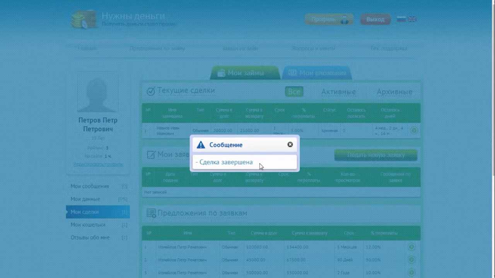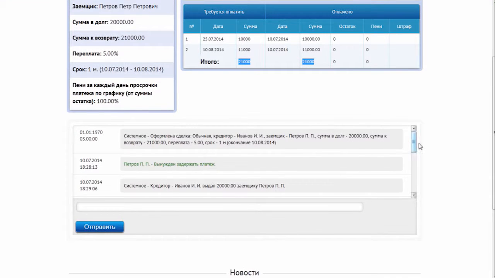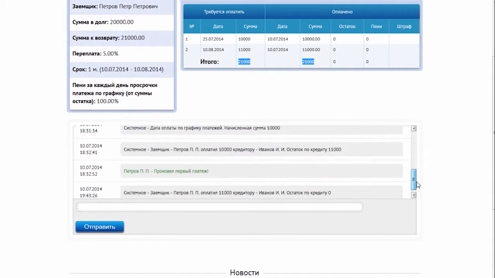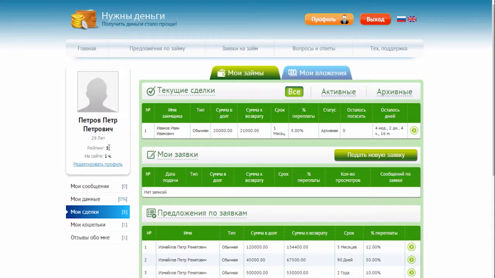The deal has been consummated. The borrower has paid back the total amount of the loan, while the lender has received his or her interest. The deal has been archived. The lender and the borrower have improved their rating, and now they can start executing new deals.